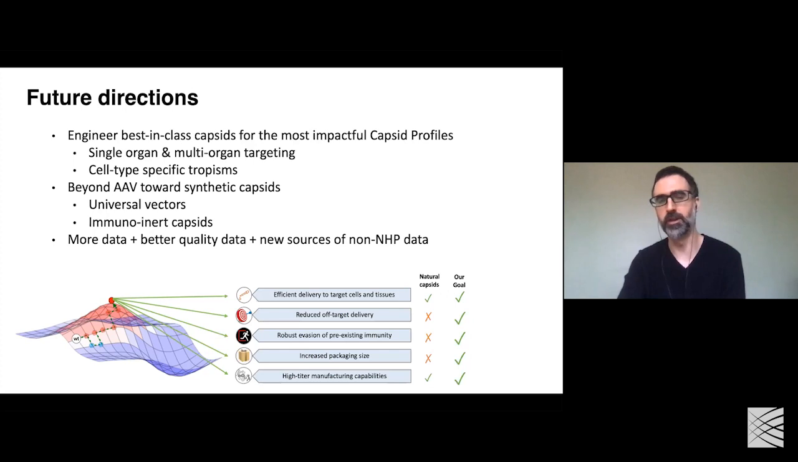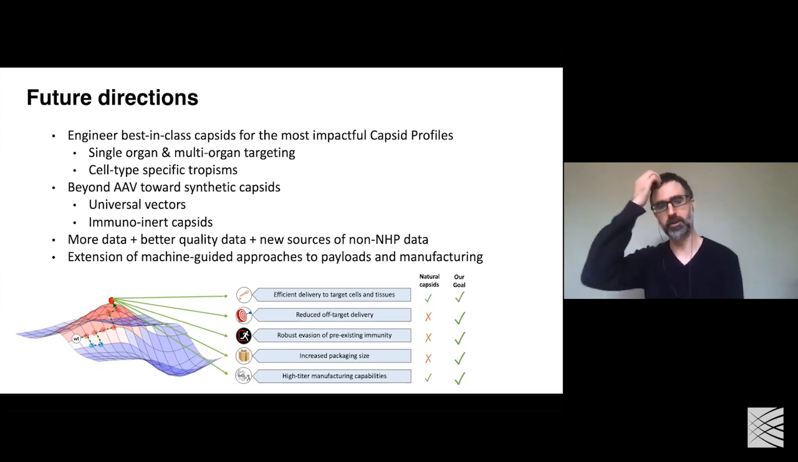Of course, we always want more data. That is going to lead to better models. We want higher quality data. Again, same goal. We do the work in non-human primates because it's the best assay we have today, which is going to enable us to have confidence going into human clinical studies. But it would be nice if we didn't have to do so many primate experiments, or if we had new sources for non-NHP data, which could be used as good proxies for predicting what would happen in a primate or in a human. So I think there's a lot of potential for that, and it's something that we're quite interested in exploring now at Dyno.